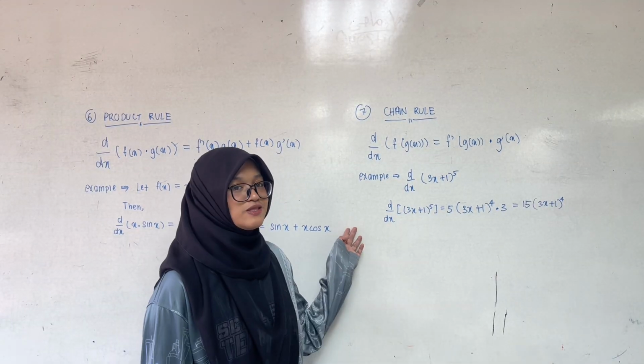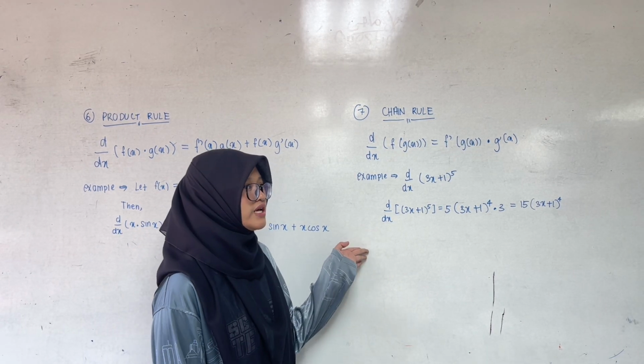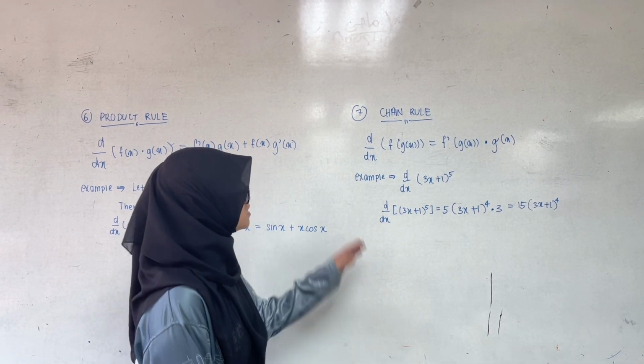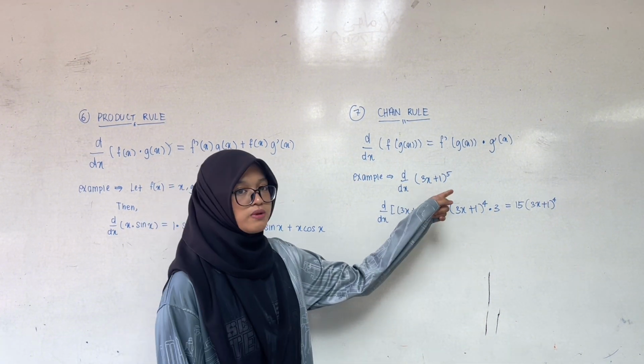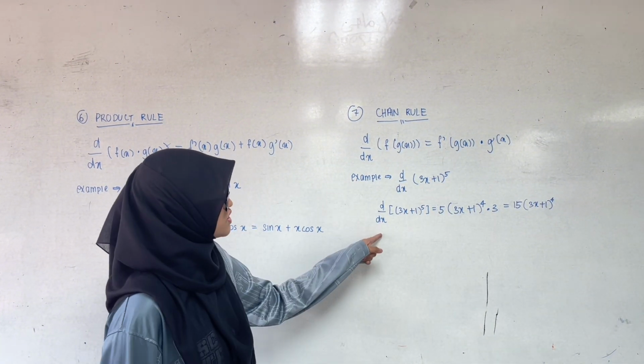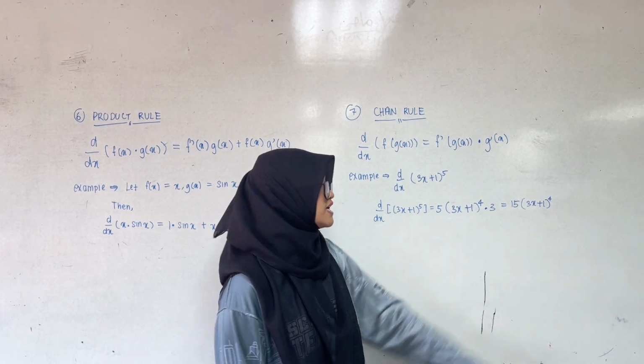And last but not least, we have the chain rule. This rule is used for composite functions, that is, a function inside a function. For example, you want to find the derivative of (3x plus 1) to the power 5. Applying the chain rule, you will get 5(3x plus 1) to the power 4 as your final answer.